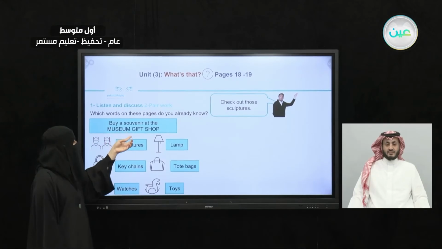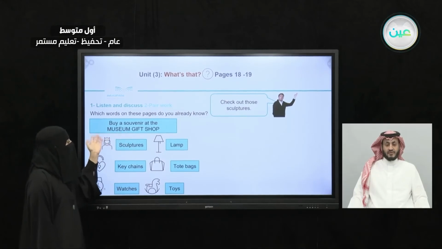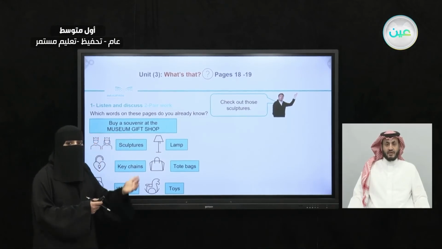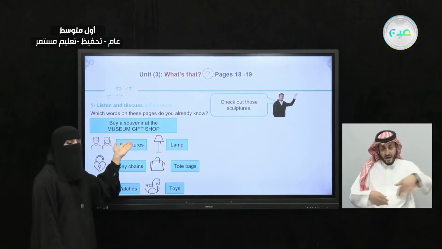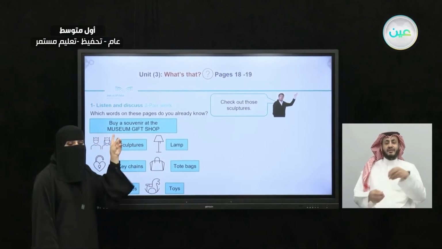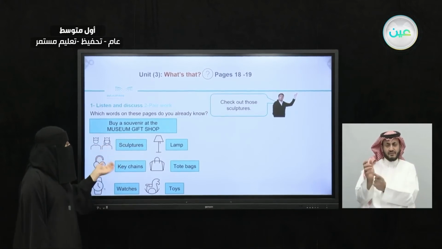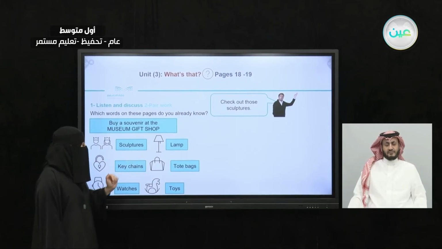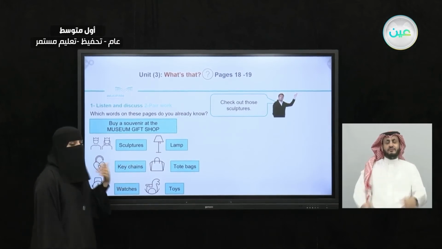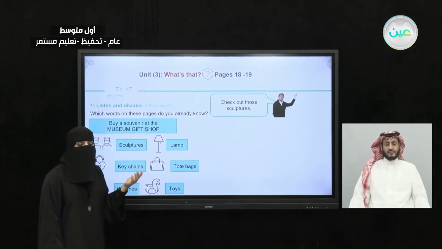So we learned also that in each museum, sometimes when you're about to leave the museum, there is a museum gift shop that you can buy souvenirs from, like sculptures, lamps, keychains, tote bags, watches and toys, and maybe more, like posters and paintings.